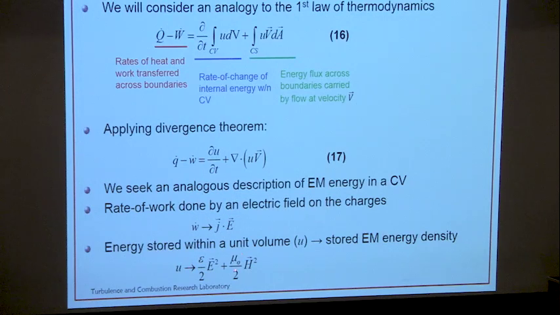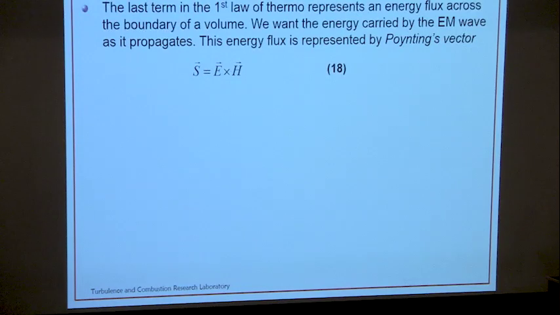And if you work out the units or do a little bit of manipulation of the other equations, you can see that it has to be essentially epsilon over two times (epsilon E squared plus mu H squared), and the twos just come from proper manipulation. But what we really want to look at is the last term. The reason we did this is that the last term in the first law of thermo represents an energy flux across the boundary of a volume.